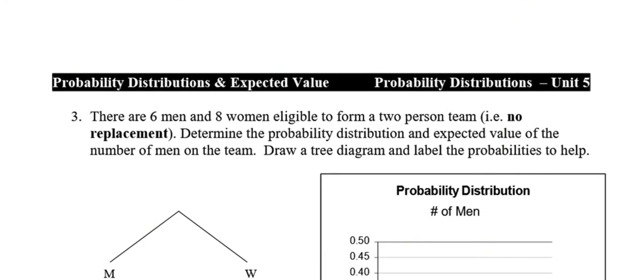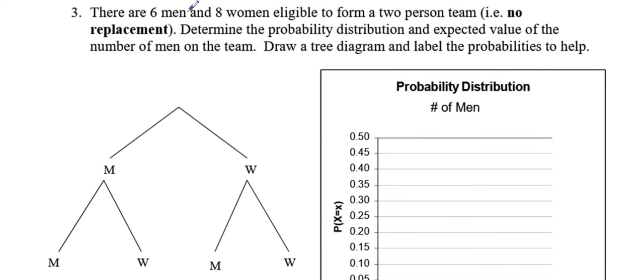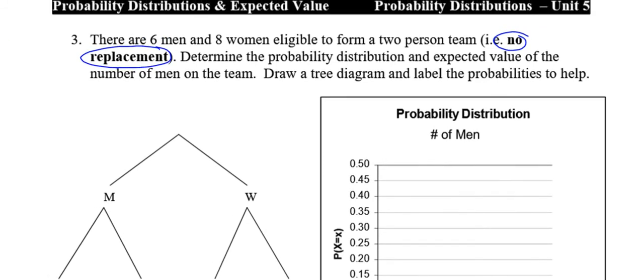So let's take a look at this next example. It's basically the same example, but in this case we are having no replacement. So we have 6 men and 8 women. That means the number of outcomes in the sample space is 6 plus 8, which is 14. So that means the probability of a man is 6 out of 14, and the probability of a woman is 8 out of 14.